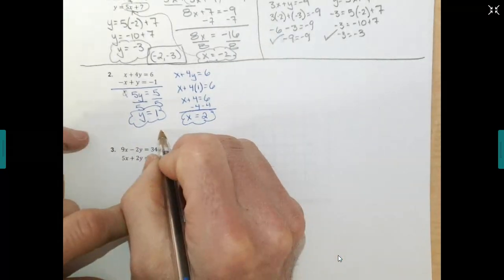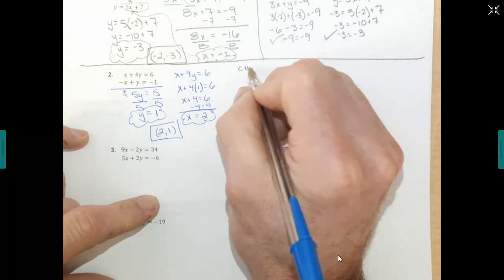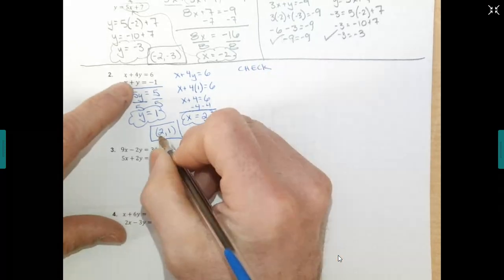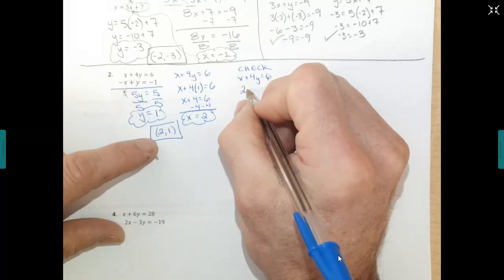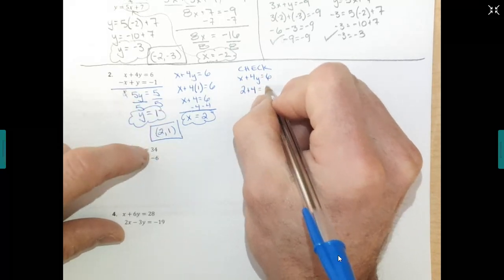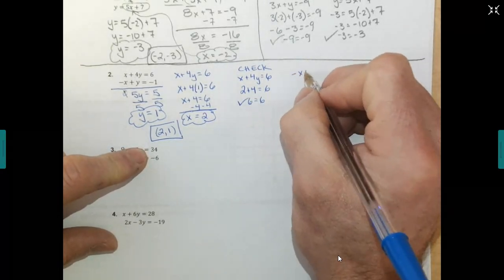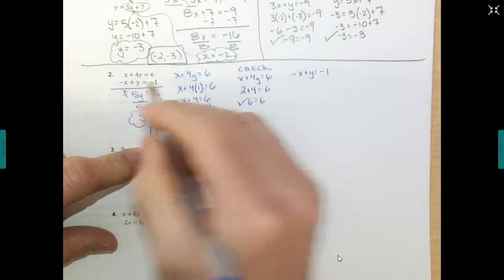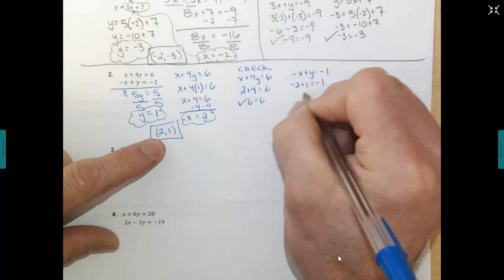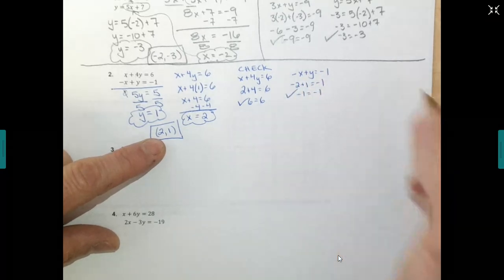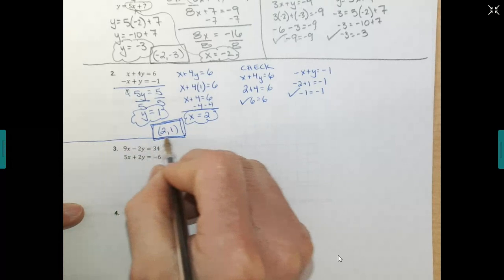So what I think my answer is, 2, 1. But how do I know? Well, I know because I check. So I plug it in. X plus 4y equals 6. So I have 2 plus 4 times 1, which is 4, equals 6. 6 equals 6 checks out. Negative x plus y equals negative 1, that's my next equation. Negative 2 plus 1 equals negative 1. That checks out. So there is my answer.